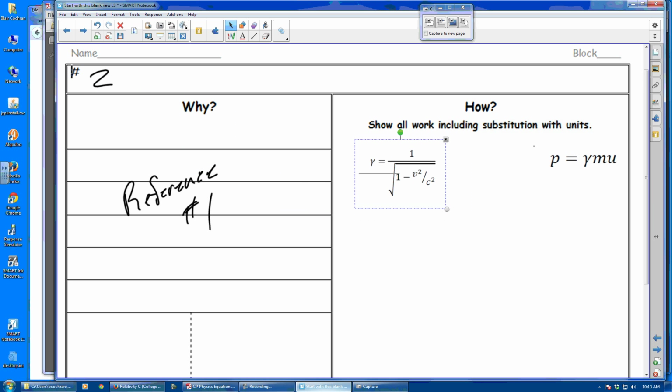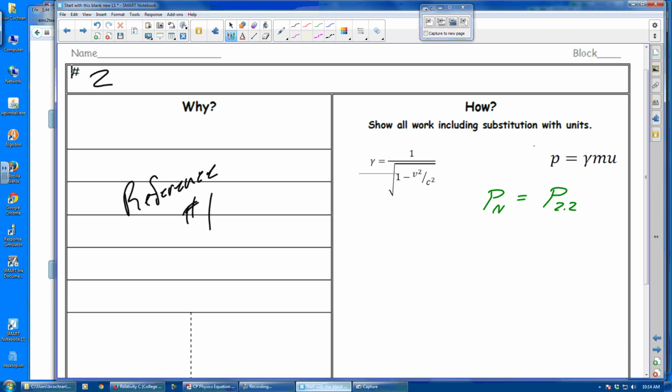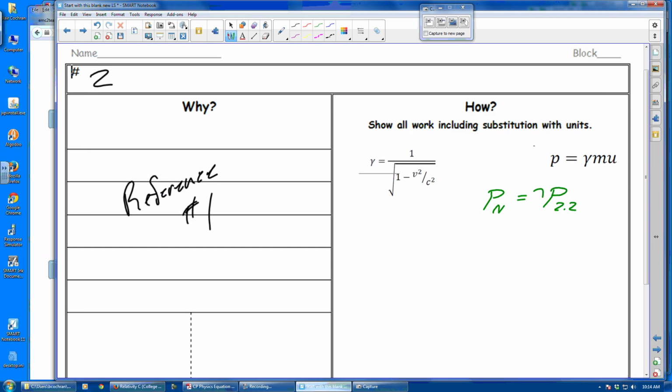And one thing we're told here is that the momentum at this new one, I'm going to call it momentum new, compared to the momentum at 0.22 c, I'm asked to double mine. So that means my new momentum will be 2 times the momentum at 0.22 c. Oh, it's 0.22, isn't it? So we'll just call it 0.22. How about that?